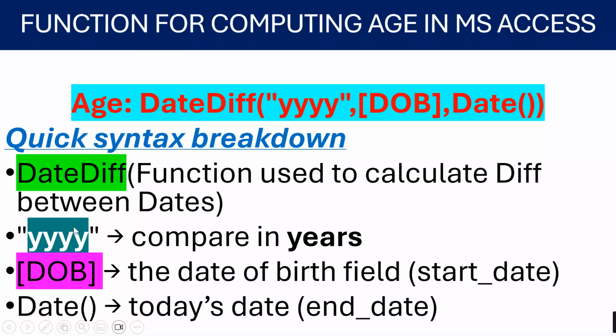Then the "yyyy" that you're seeing helps us to compare the years. Then the DOB operand we're seeing here, the date of birth field, is the start date. Remember, we have it in our table of interest, so we're just calling the field name the way it is. For us, we have typed DOB. But if you have typed date of birth, please type it the way it is within the table of interest. Then the Date that you see here represents today's date, the end date, as the function runs through. Don't forget, summarize it in your notebook, save it somewhere for your reference.